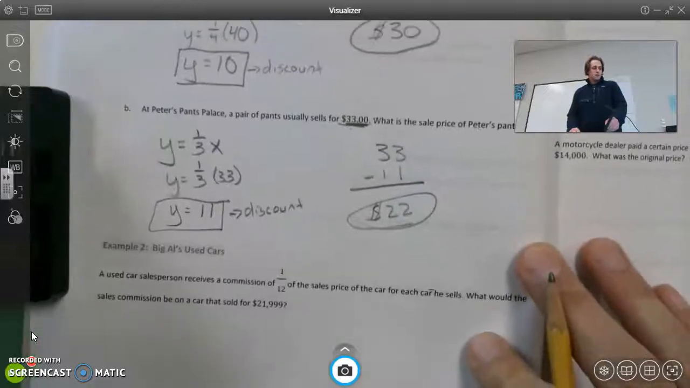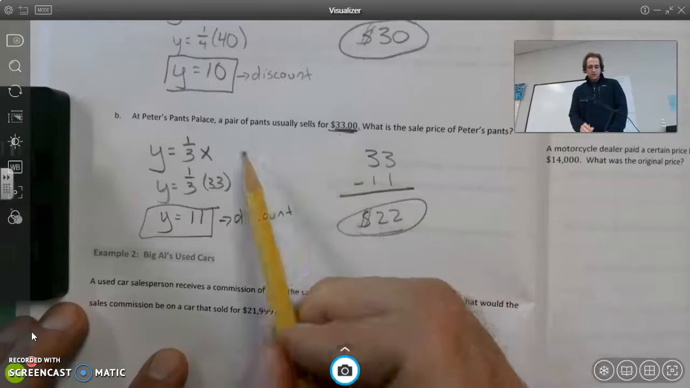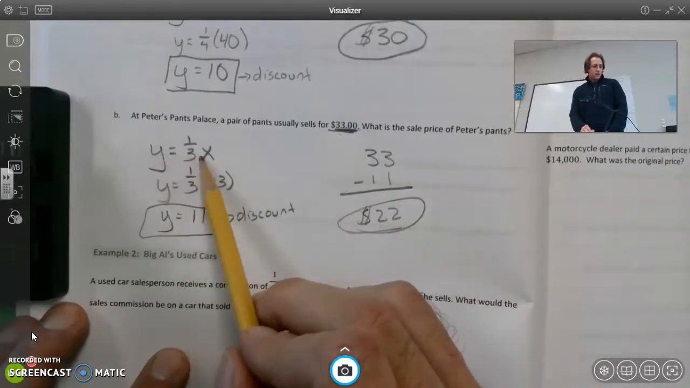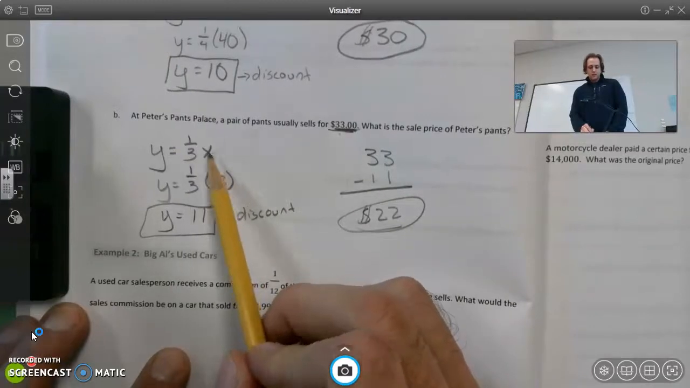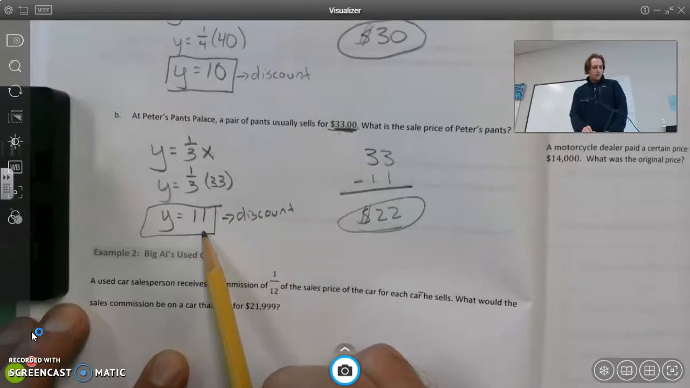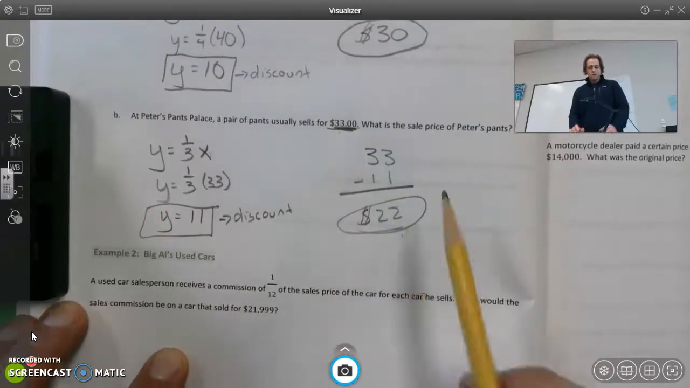I'm sorry, you didn't see some of that work. Let me walk through that again just because the camera was in the wrong spot. Here's my equation. Y is equal to 1/3 x, where x is my original price. I plug in 33 for my original price, and I get $11 as my discount. When I subtract, I get $22 as my new price.